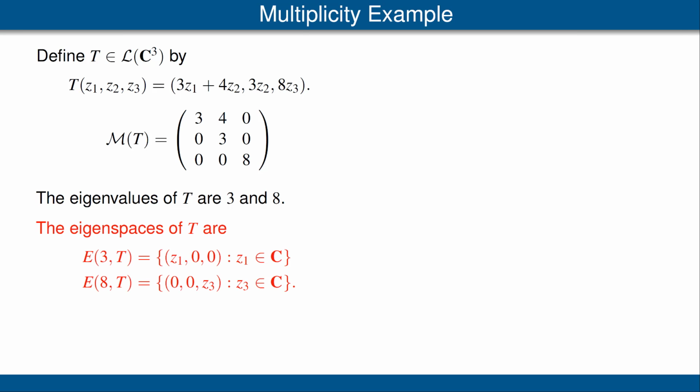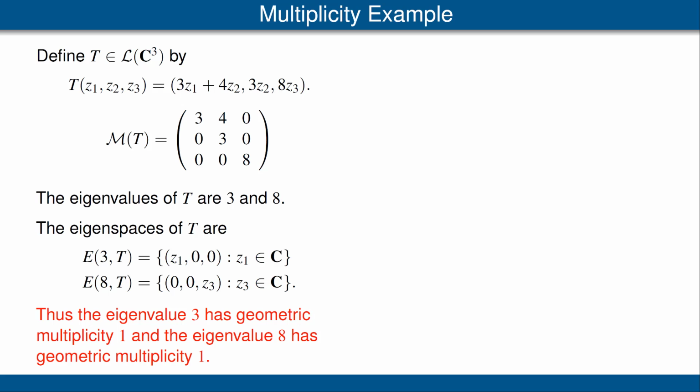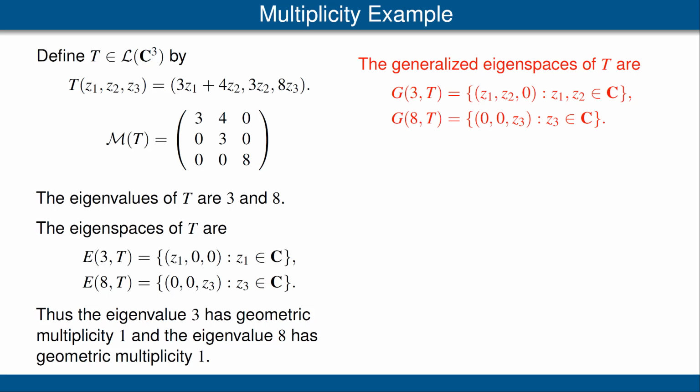It's also easy, just from the definitions, to find what the corresponding eigenspaces are, and they're displayed here. Notice each of them has dimension 1. Thus, the eigenvalue 3 has geometric multiplicity 1, and the eigenvalue 8 also has geometric multiplicity 1. Now we turn to the generalized eigenspaces of T. Let's start with the generalized eigenspace corresponding to the eigenvalue 3.